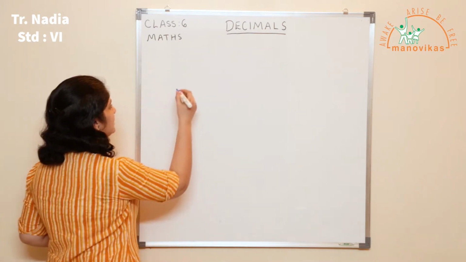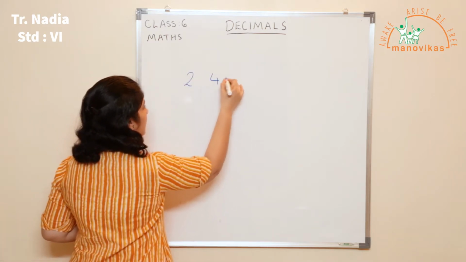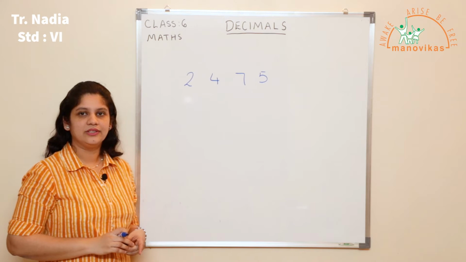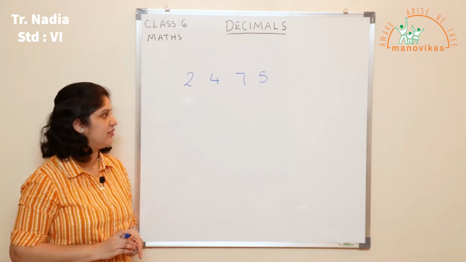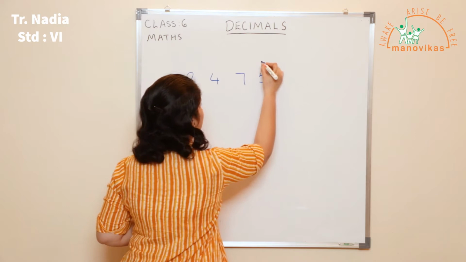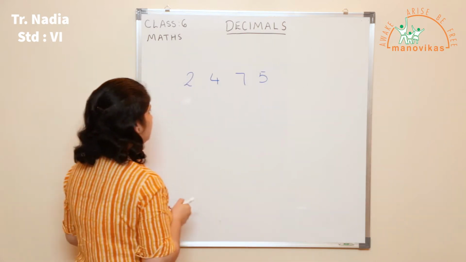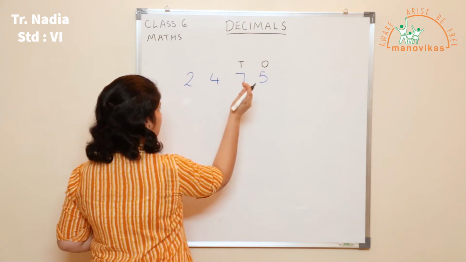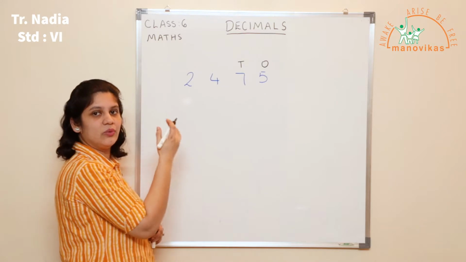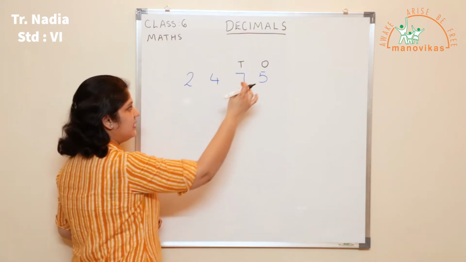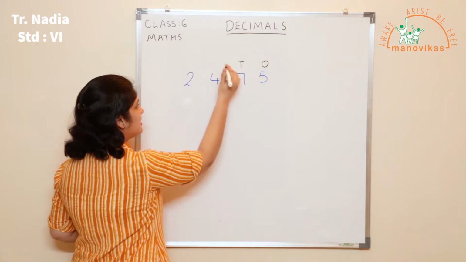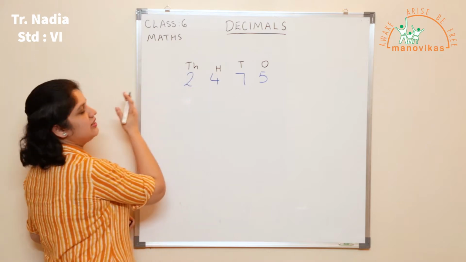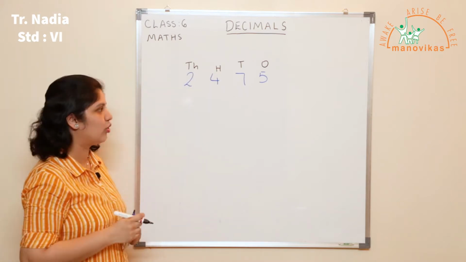Now you have all learned numbers and understood their place value. Consider I have this number 2475. We know that the digit 5 lies in the ones place. We know that the digit 7 lies in the tens place. So as we go towards the left, the value of the place keeps increasing. These are the ones, then we have tens, then hundreds, and then thousands. This continues, we have 10,000, lakh, and so on.